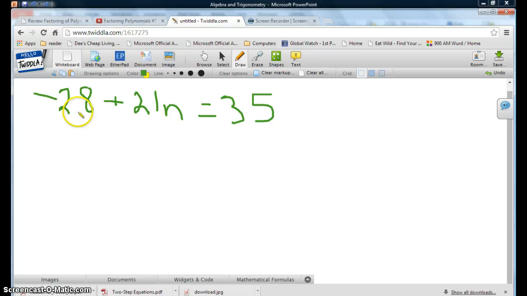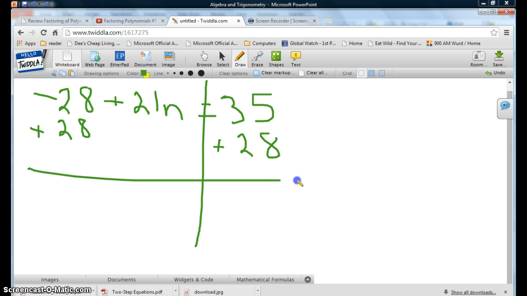Now what we still want to do is get this number over on this side. So we're going to say plus 28 on one side. Let me draw my line and say plus 28 on this side. So we know these cancel out each other. This brings minus 21n equals 63.